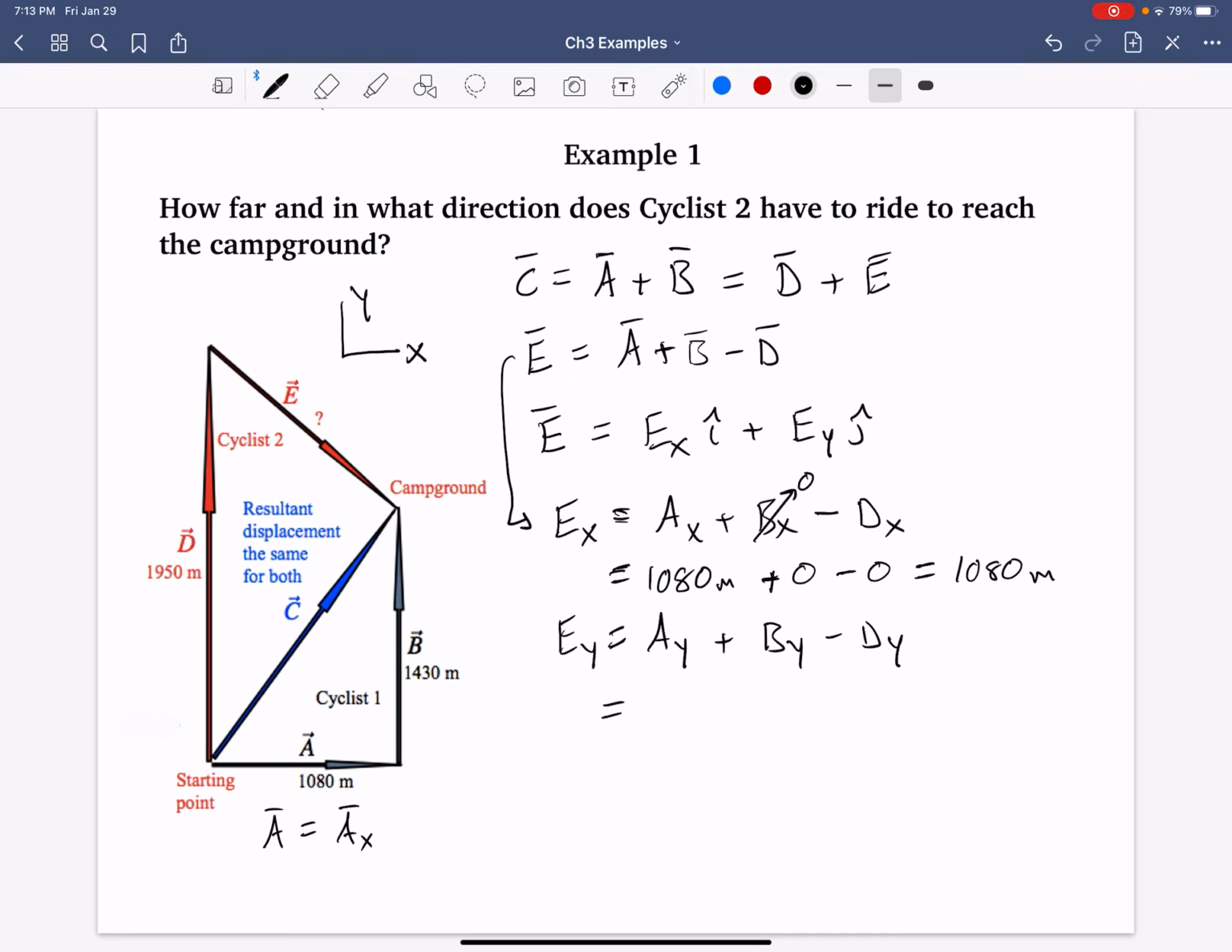The y component for vector A, well, we just said that it's only an x, so that's 0. The y component for vector B, that is the 1430 right here, right? It's completely in the y direction, so plus 1430 meters. And now subtract the y component for vector D.